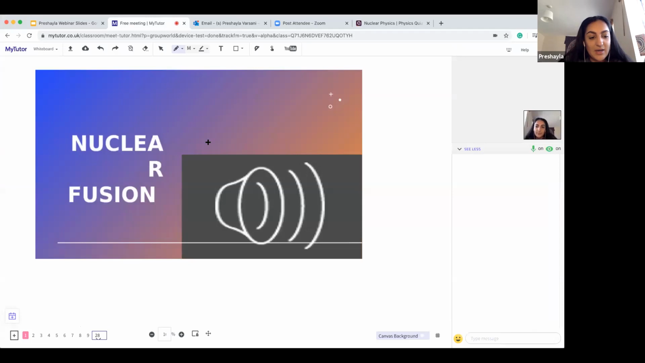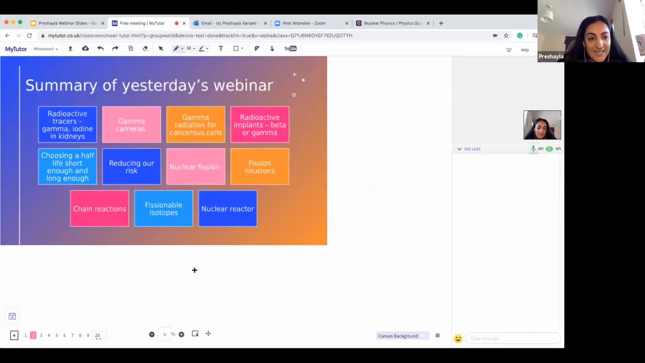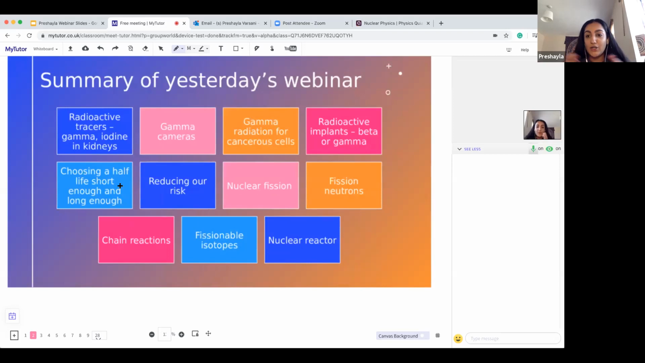Okay, so let's start off with a brief summary of what we did yesterday, and that is looking at radioactive tracers. So we're looking at nuclear medicine, and we started off by looking at how it can be used for radioactive tracers, using a gamma emitting source, such as iodine in the kidneys, and tracking how the iodine flows through the kidneys because it releases gamma, which can be detected outside.